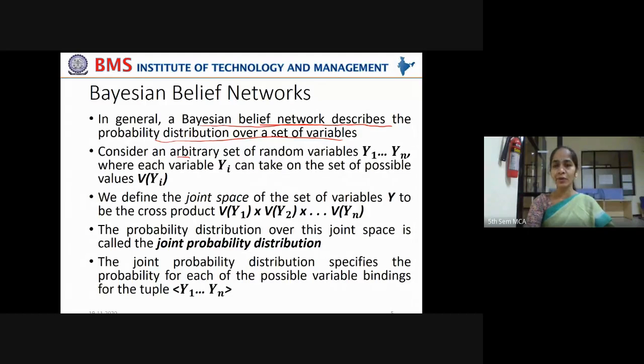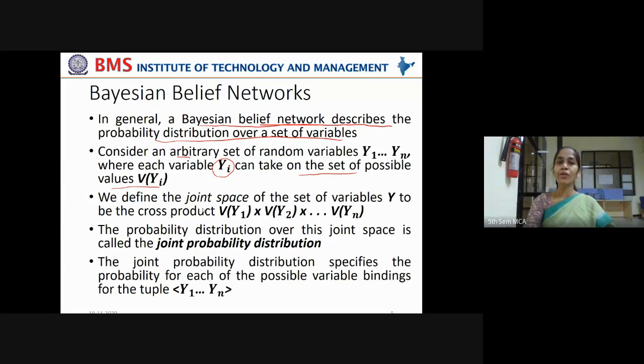an arbitrary set of random variables y1 and so on up to yn, where each variable yi can take on the set of possible values V(yi). What we are assuming here is that we are taking some random variables. Random variables means they are not taken according to some planned action. You just pick them randomly. Say humidity equal to one particular day's climatic conditions. Those are a set of random variables, right? Another day, can you say that these will be the variable values? No. The next day, the climatic conditions may differ, right?